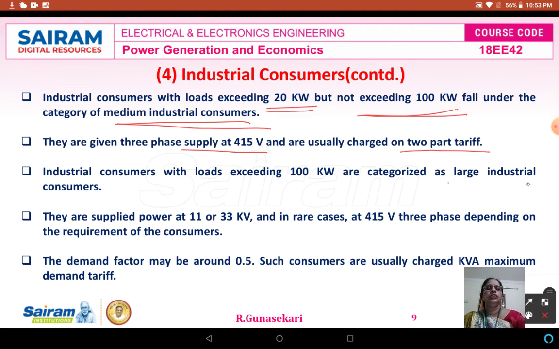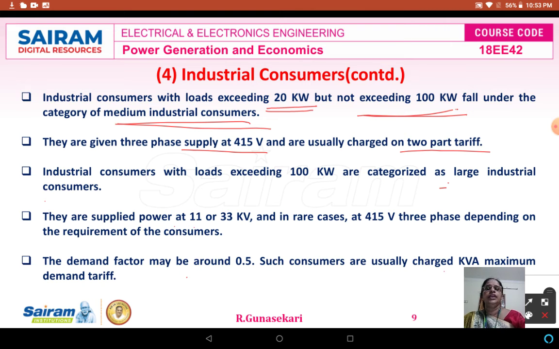And then the large industrial consumers, that means above 100 kilowatt. Above 100 kilowatt load is considered as large industrial consumers. The power supply is 11 kV to 33 kV, and 415 volt 3-phase, depending upon the requirement of the consumers. The demand factor is around 0.5. The large industrial consumers are usually charged on kilovolt ampere maximum demand.